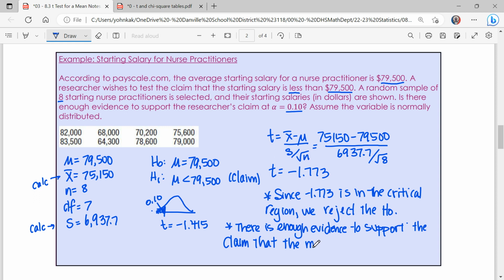That the mean salary is less than 79,500. So our question, is there enough evidence to support the claim? And the answer is yes.